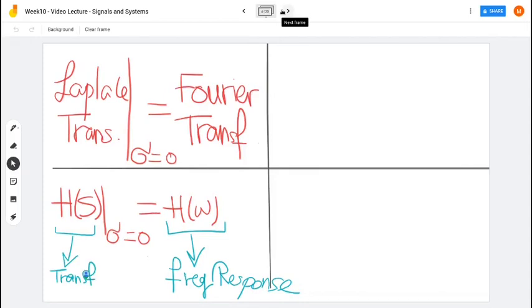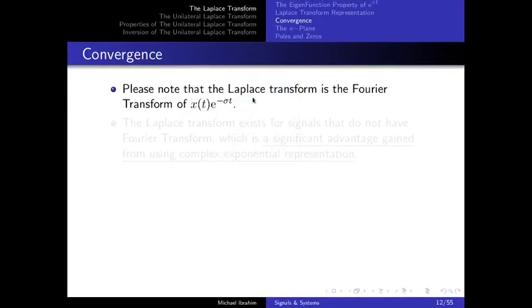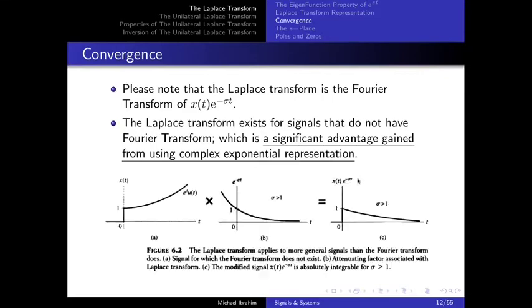So there is a strong relationship between the Laplace transform and the Fourier transform. The Laplace transform is a Fourier transform of x of t times e to the minus sigma t. If you put sigma equal to 0, the Laplace transform will be actually equal to the Fourier transform. So the Laplace transform exists for signals that do not have a Fourier transform, which is a significant advantage gained from using complex exponential representation. How is that?